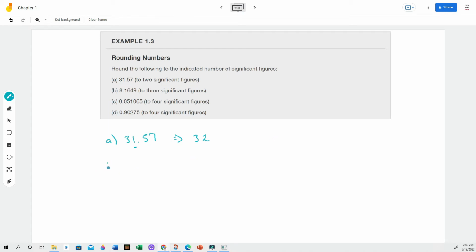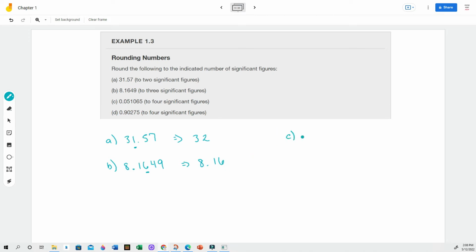All right, let's take a look at problem B. We have 8.1649, and we want to round this to 3 sig figs. So I am going to be rounding to the hundredths place right here. So I want to look to the right. That is less than 5, so it is going to round down. So this becomes 8.16, and that has 3 sig figs.